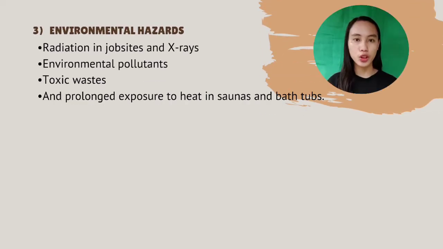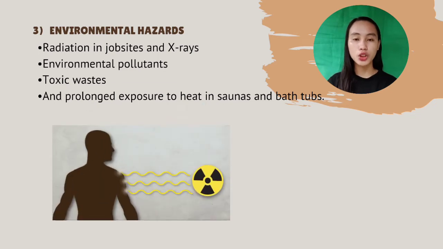Hazards. These include radiation in job sites and X-rays, environmental pollutants, toxic wastes, and prolonged exposure to heat in saunas and bathtubs. Research found that chromosomal abnormalities are higher among the offspring of fathers exposed to high levels of radiation in their occupations. This is according to Scragg and Dixon, 1985, cited by Sandrock, 2002.